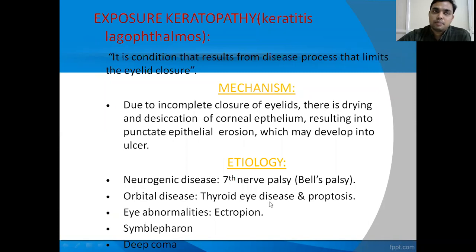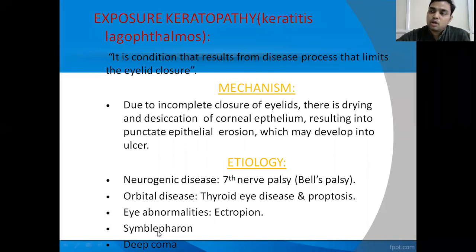So what is the etiology here? It is damage to the seventh nerve, as in Bell's palsy. Other diseases, like thyroid eye disease, where we see abnormal protrusion of the eyeball, exophthalmos. In that case also we see there is an incomplete closure of the eyelids. In case of entropion, there is an inward turning of the eyelid margins, so that leads to continuous rubbing of the corneal surface. And symblepharon is nothing but the attachment of the bulbar conjunctiva with the palpebral conjunctiva.